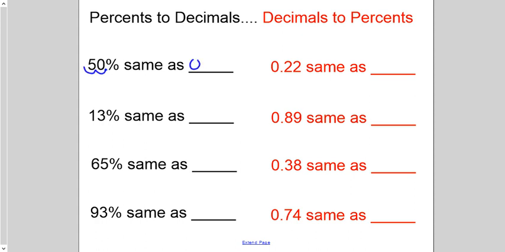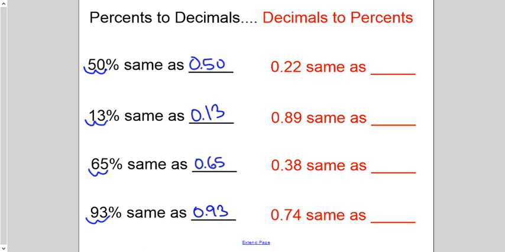So this would be the same as 0.50. That's it. That's all we have to do to make a percent into a decimal. So here's where the decimal is to the percent, and we would slide it 2 to the left, and that makes it 0.13. 65% becomes 0.65, and 93% becomes 0.93. That's it. That's the rule. How many times? 2 to the left.